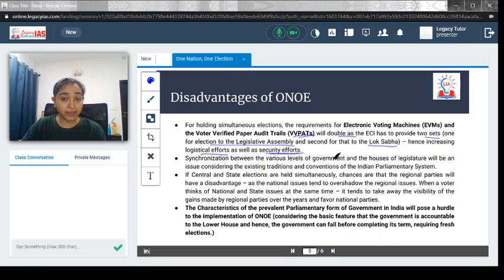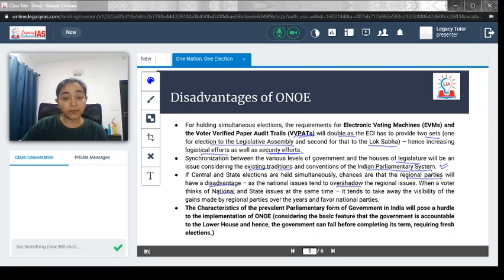Synchronization between the various levels of government and the houses of legislature will be an issue, considering the existing tradition and convention of the Indian parliamentary system. This is one of the major contentions, in fact, given the present form of polity practiced in India. The parliamentary system and the laws and norms in place do not allow for simultaneous elections. If center and state elections are held simultaneously, chances are that regional parties will be at a disadvantage, as national issues tend to overshadow regional issues.